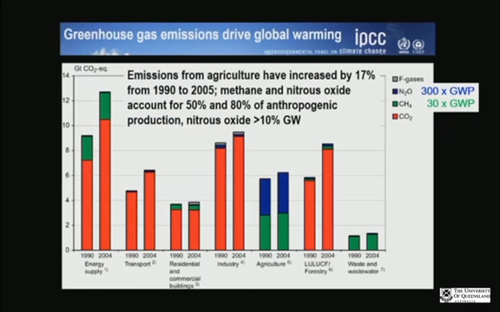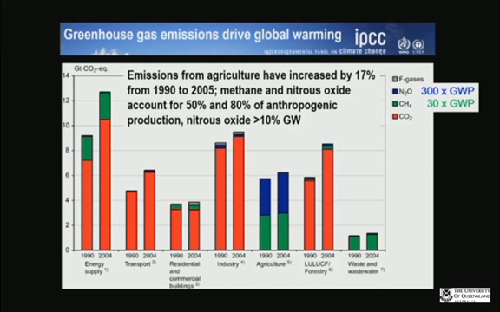So talking about risk, the other thing that springs to mind when you talk about nutrient pollution are greenhouse gases. That's something that's really ramped up in people's knowledge and perception over the last decade or so. And the International Panel for Climate Change, the IPCC, has been tremendously active in this area, promoting the dangers and this message. So emissions from agriculture overall have increased 17% from 1990 to 2005. Methane and nitrous oxide account for 50% and 80% of anthropogenic production of those two gases, and nitrous oxide alone accounts now for more than 10% of global warming. So it's a hugely powerful greenhouse gas.